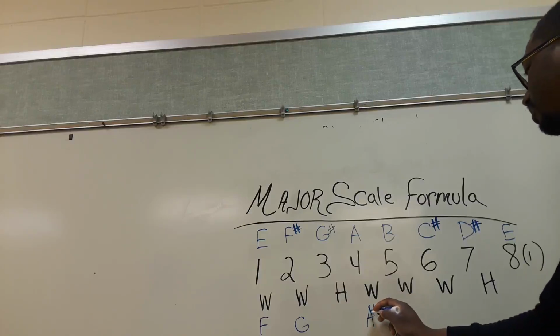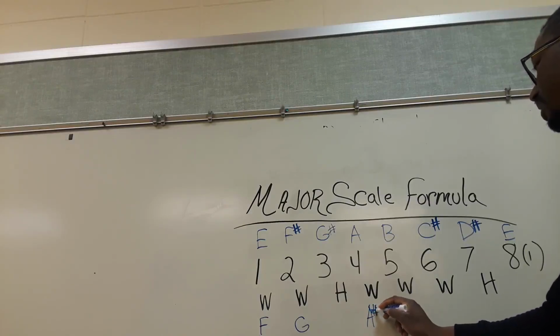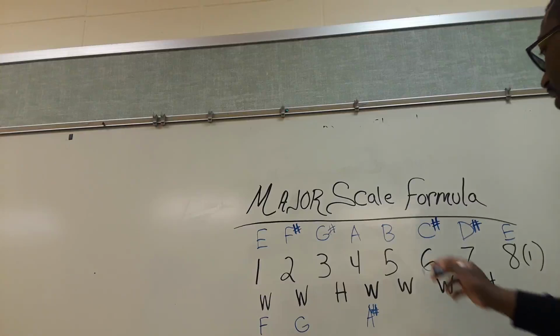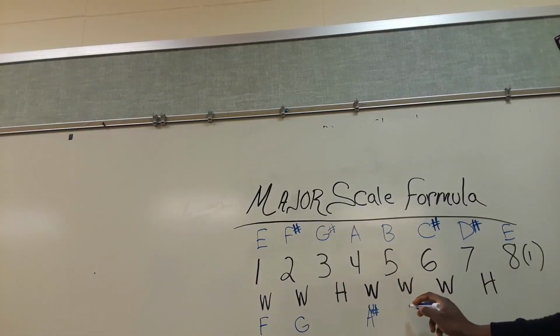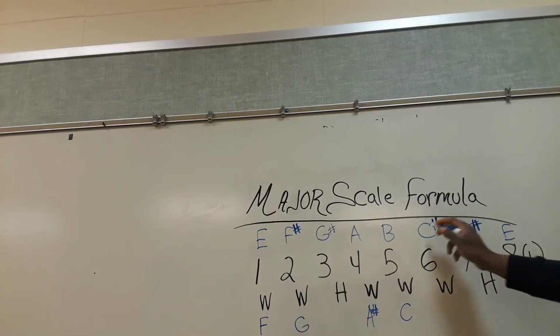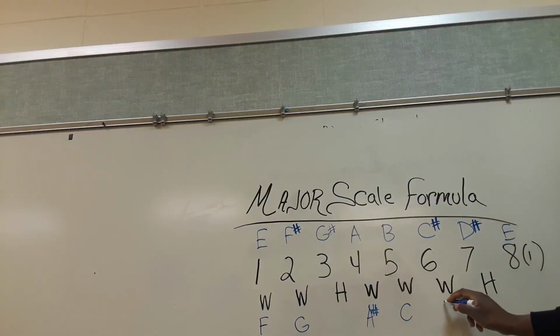Remember, these notes do have two names to them, sharp names and flat names. B to C sharp, we skipped C natural. C sharp to D sharp, we skipped D natural. And D sharp to E, we didn't have to skip anything, so we're all good.